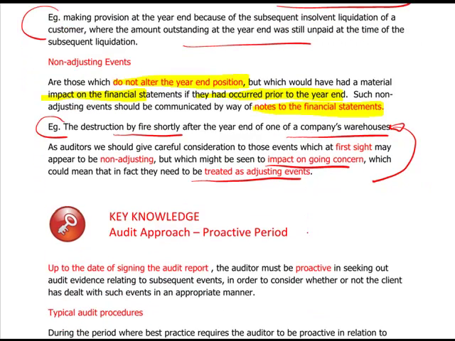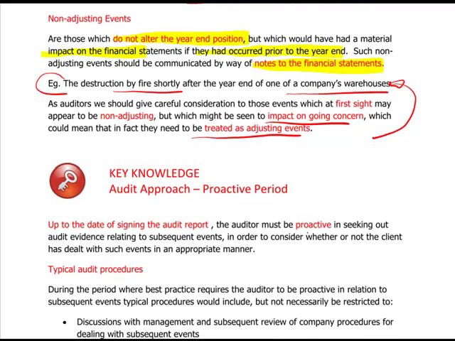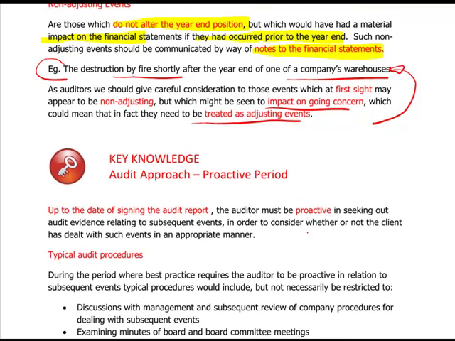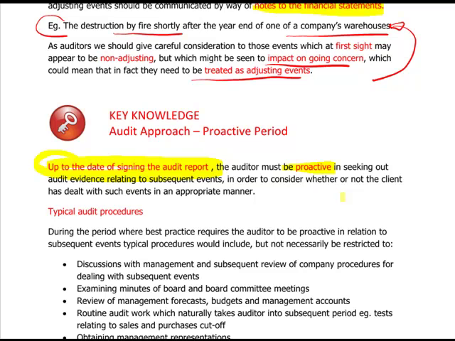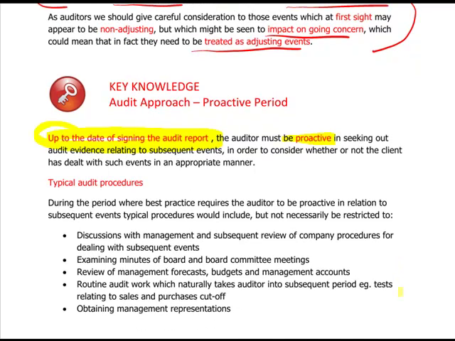Now, in subsequent events, we talk about something called a proactive period and a reactive period. The proactive period is up to the date of signing the audit report. You must be proactive as an auditor and seek out audit evidence relating to subsequent events. You need to be aware, read the papers, talk to management, be aware of the media, what's going on with your client. You need to be proactive. You can't be on holiday. You can't ignore the phone and everything that is said around the country. So you've got to be proactive and listen.